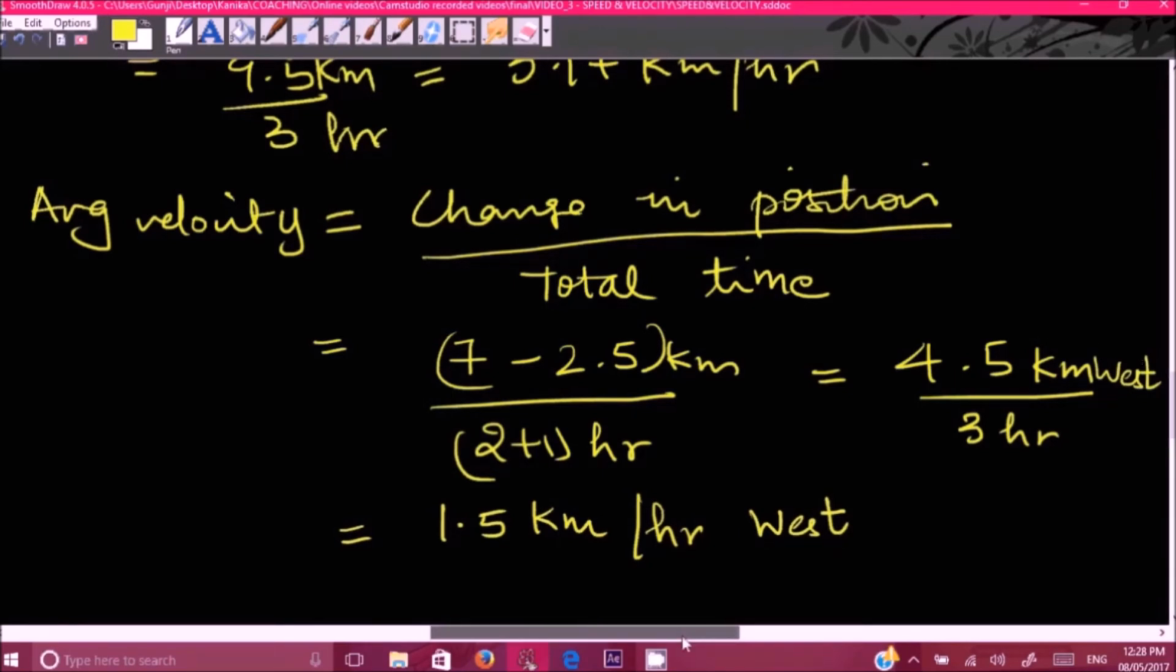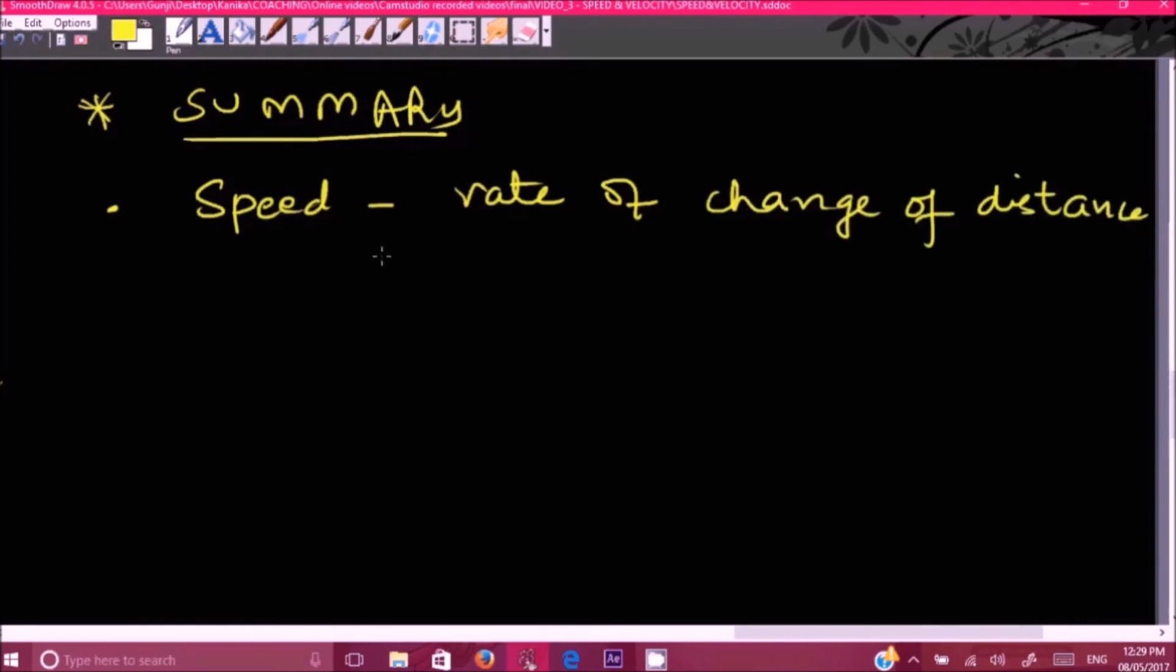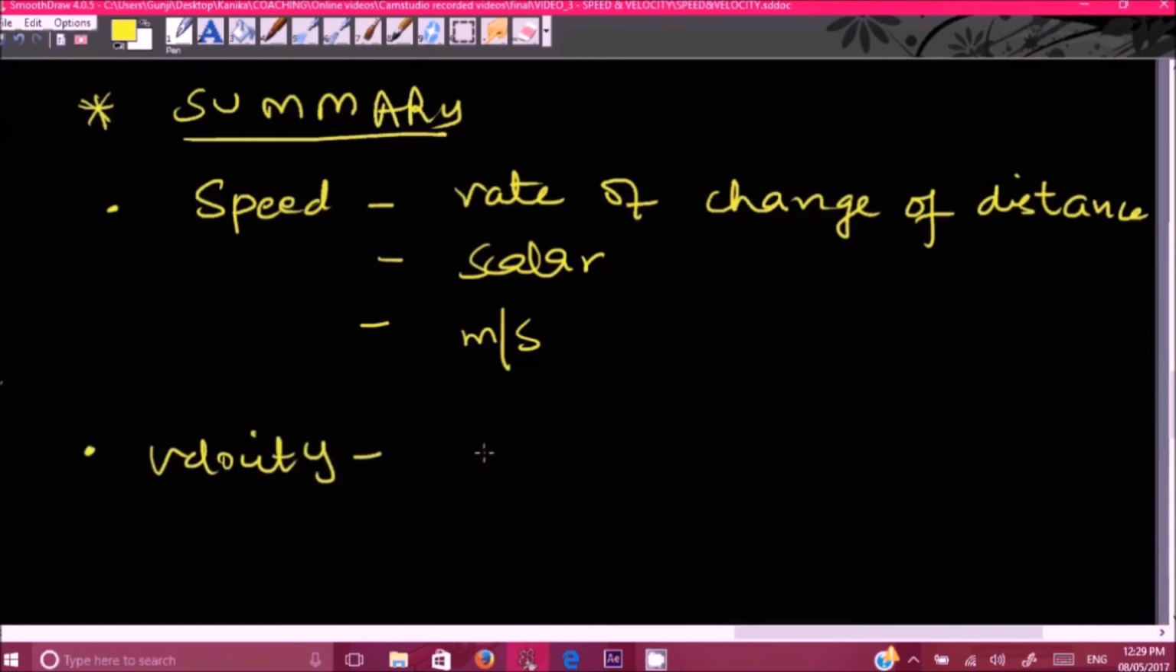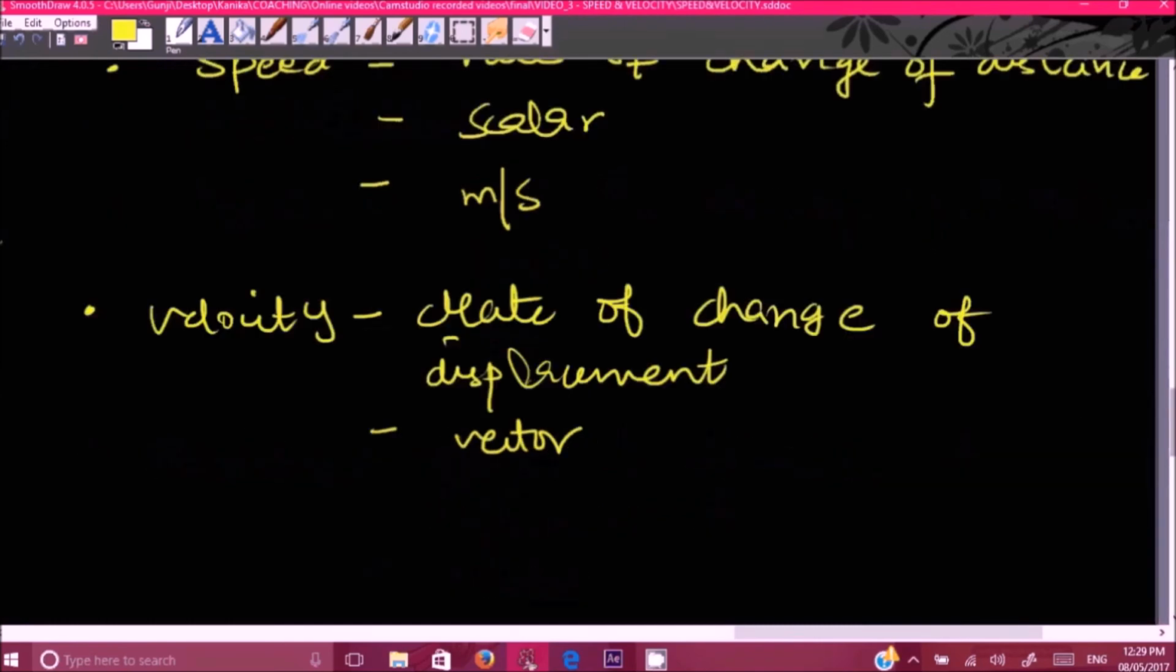Let's summarize what we have learned today. Speed, it's the rate of change of the distance. It's a scalar quantity. SI units, meters per second. Velocity, rate of change of displacement. It's a vector quantity. SI unit is same as speed, meters per second.